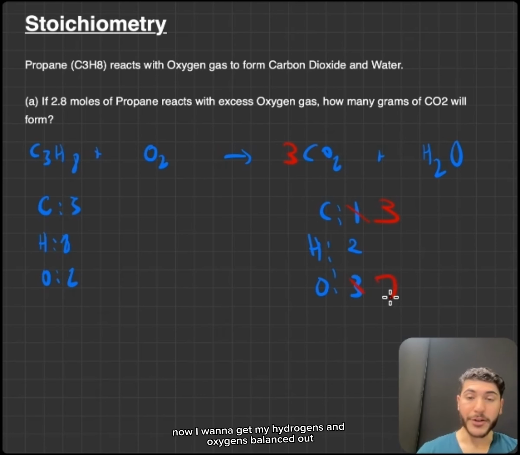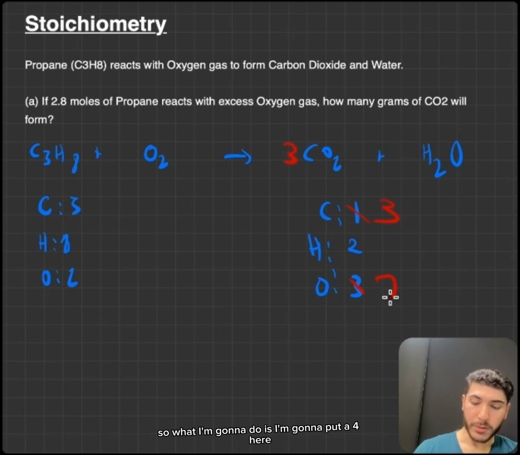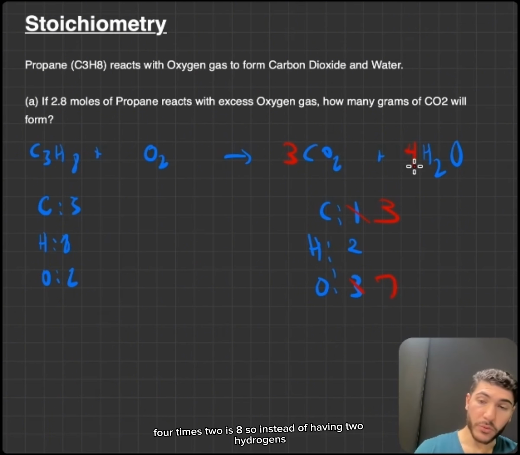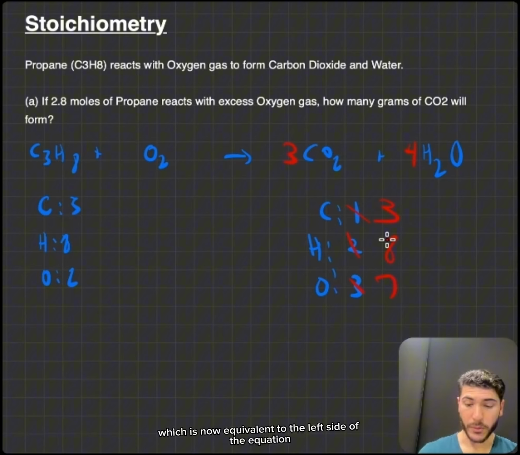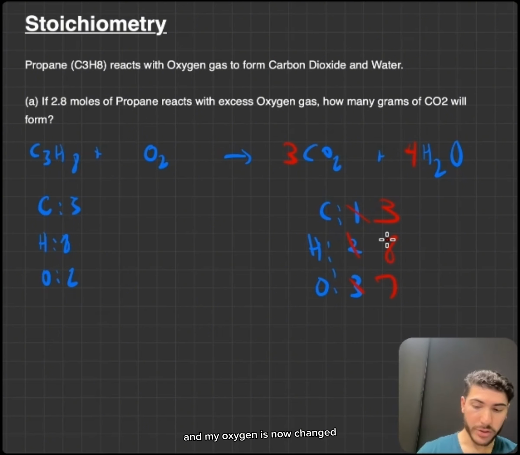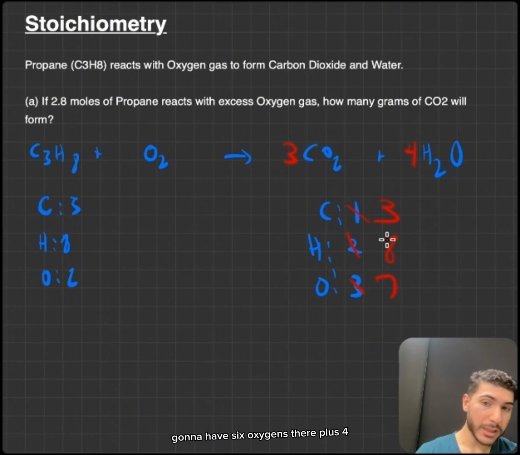Okay, now we look at the second part. I want to get my hydrogens and oxygens balanced. I'm going to go with the hydrogens. So I'm going to put a 4 here. 4 times 2 is 8. So instead of having 2 hydrogens, you're going to have 8 hydrogens, which is now equivalent to the left side of the equation. And my oxygen has changed. Instead of 7, it's going to be 3 times 2 from the carbon dioxide, so 6 oxygens there, plus 4, which is what? 10. Now I have 10 oxygens on the right.